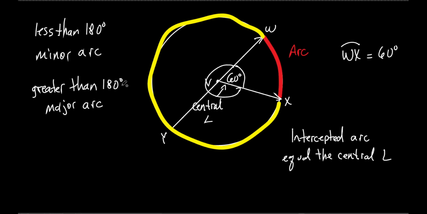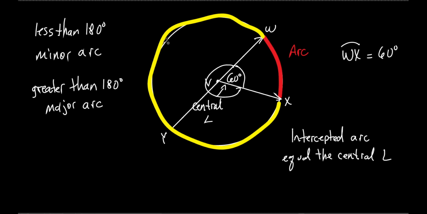How do we name this yellow one? I can't just call it WX or XW because that would get confused with the red one right there. So yeah, you got to have a third point that's in the middle, okay? You got to have a point that's in between W and X, right? So when you do a major arc, what we're going to do is use 3 letters instead of 2. Anytime you see 2 letters, it's always a what? Minor arc. Okay, whenever you see 3 letters, it's a what? Major arc. With one exception we're going to talk about in a second, all right?